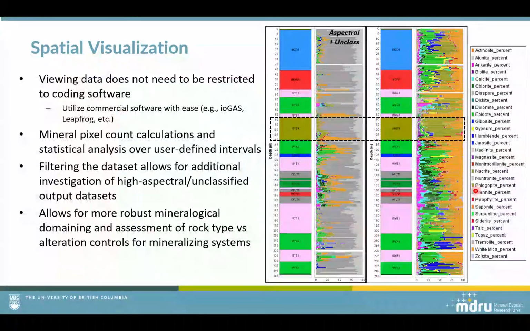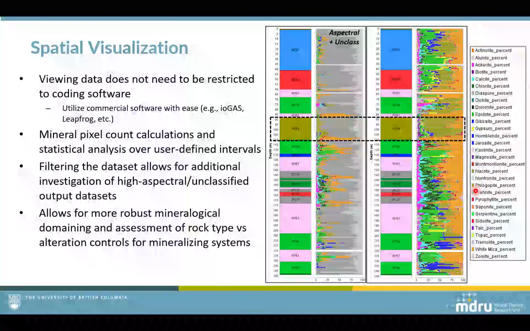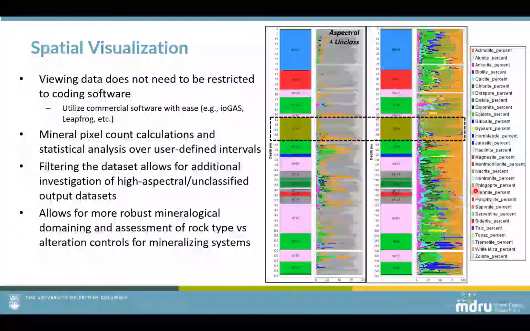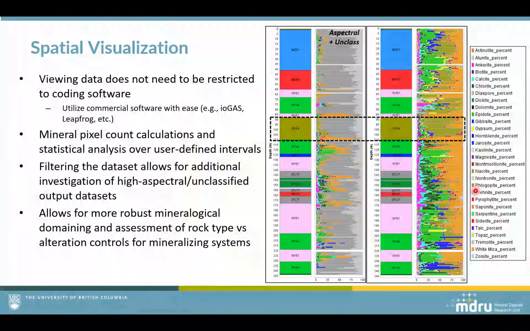And in particular, we can look at specific intervals that have higher abundance of phlogopite, which coincidentally overlaps with the interval that was logged as a biotite altered syenite. So we have some validation that this works. What this ultimately does is allow for a more robust mineralogical domaining and assessment. And then we can start to look at rock type versus alteration patterns in these mineralizing systems.